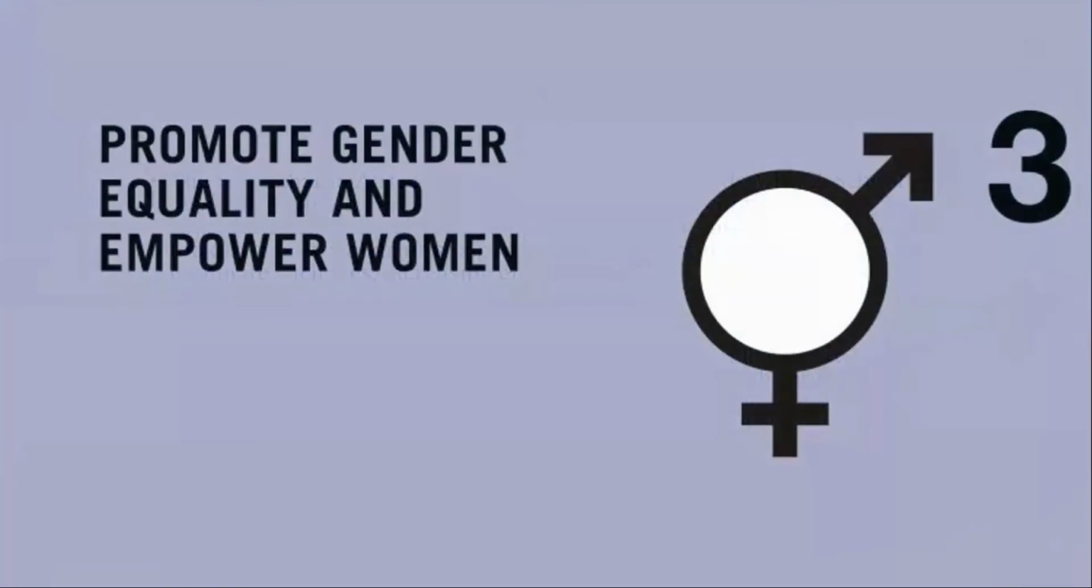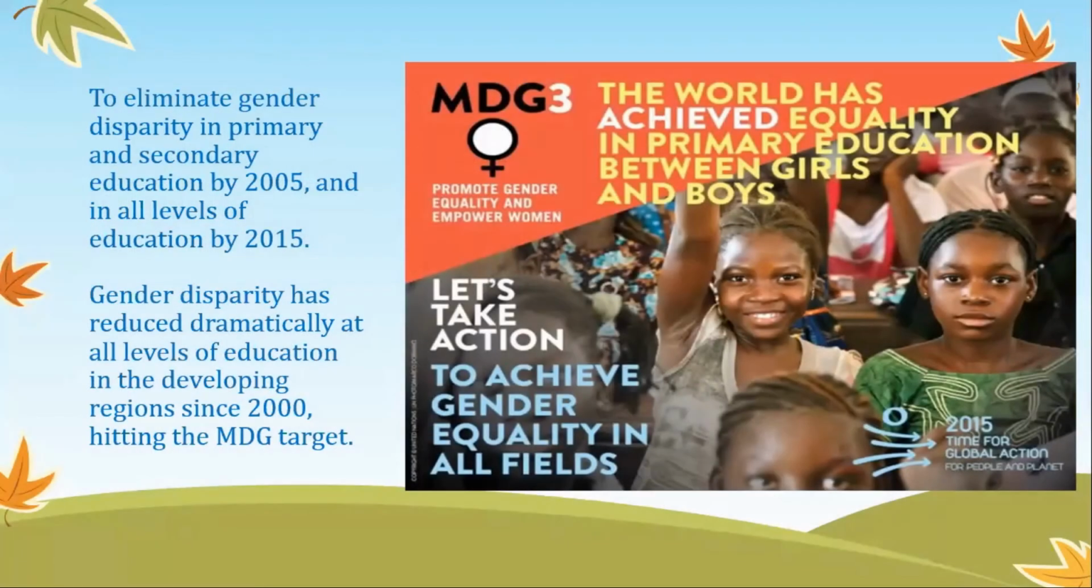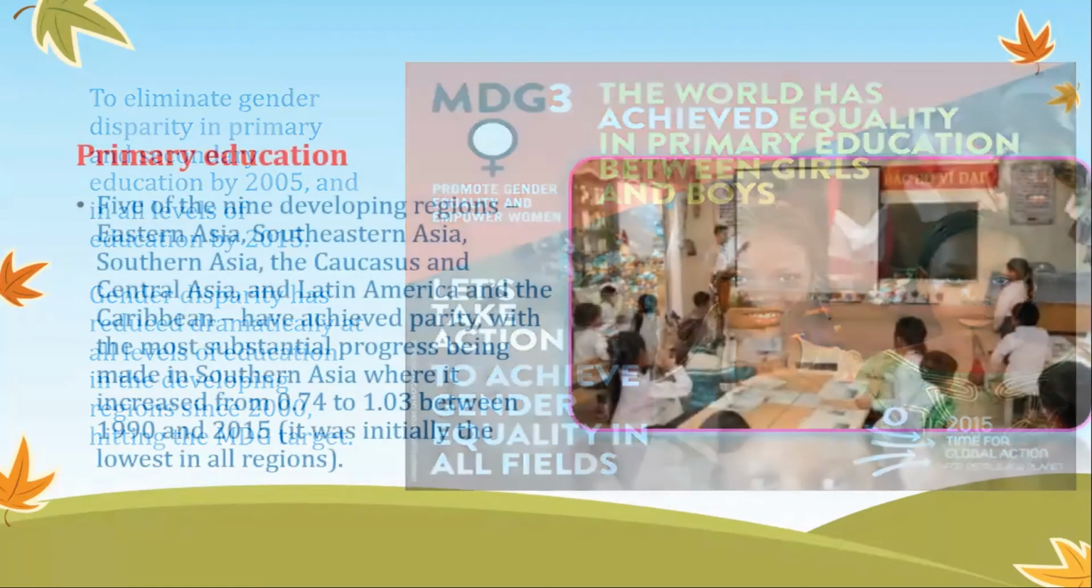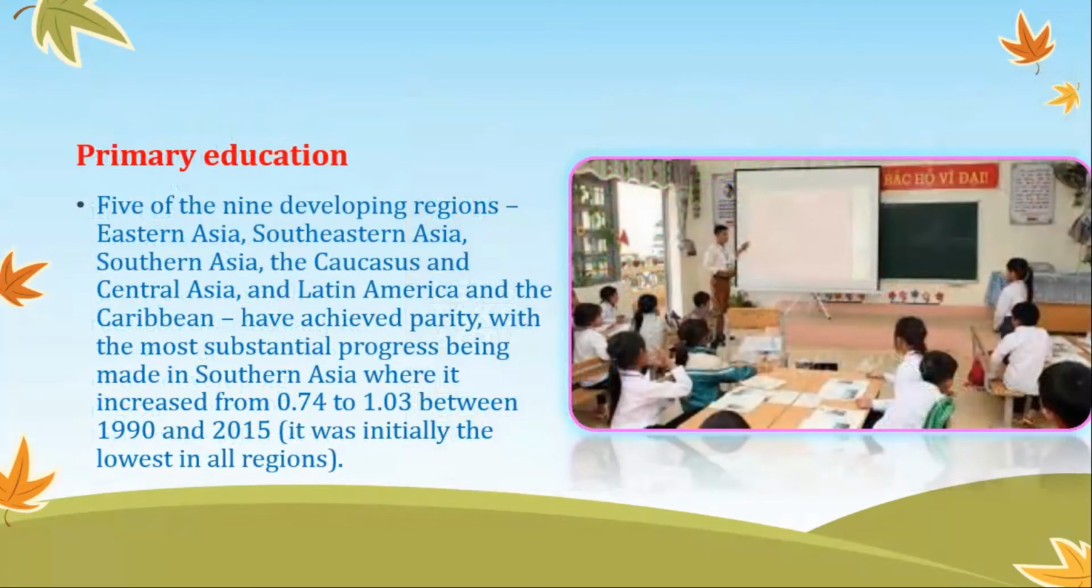So three, promote gender equality and empower. It is important to promote the total equitable participation of both men and women in efforts aimed at improving poverty reduction. So the target is to eliminate gender disparity in primary and secondary education by 2005 and in all levels of education by 2015. Gender disparity has reduced dramatically at all levels of education in the developing region since 2000, hitting the MDG target.